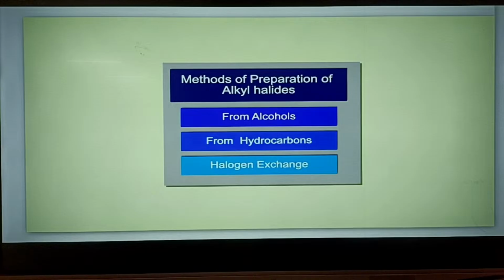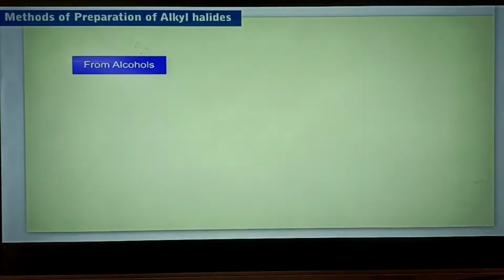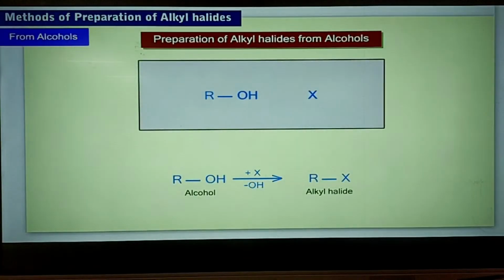Study a variety of reactions. Try to focus on the pattern of change in each type of reaction. Perhaps the best way to prepare alkyl halides is from alcohols, as alcohols are readily available. Essentially, turning an alcohol into an alkyl halide requires the substitution of a hydroxyl group of an alcohol by a halogen atom.